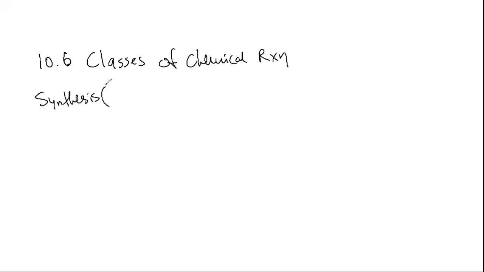All right. So now I'm going to do 10.6, classes of chemical reactions. I'm going to abbreviate reactions as RXN. All right, so let's start with the first type of reaction. It's called synthesis, or also called combination reaction. Combination. So synthesis, combination. Now, how do you know that you have a synthesis reaction?